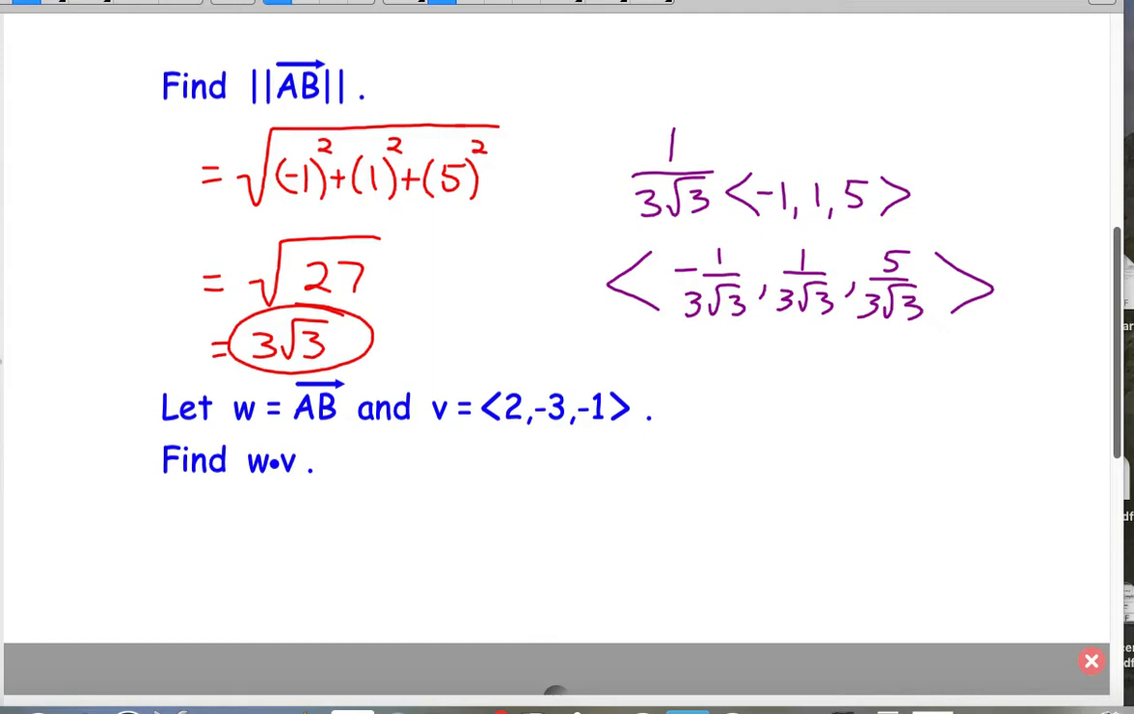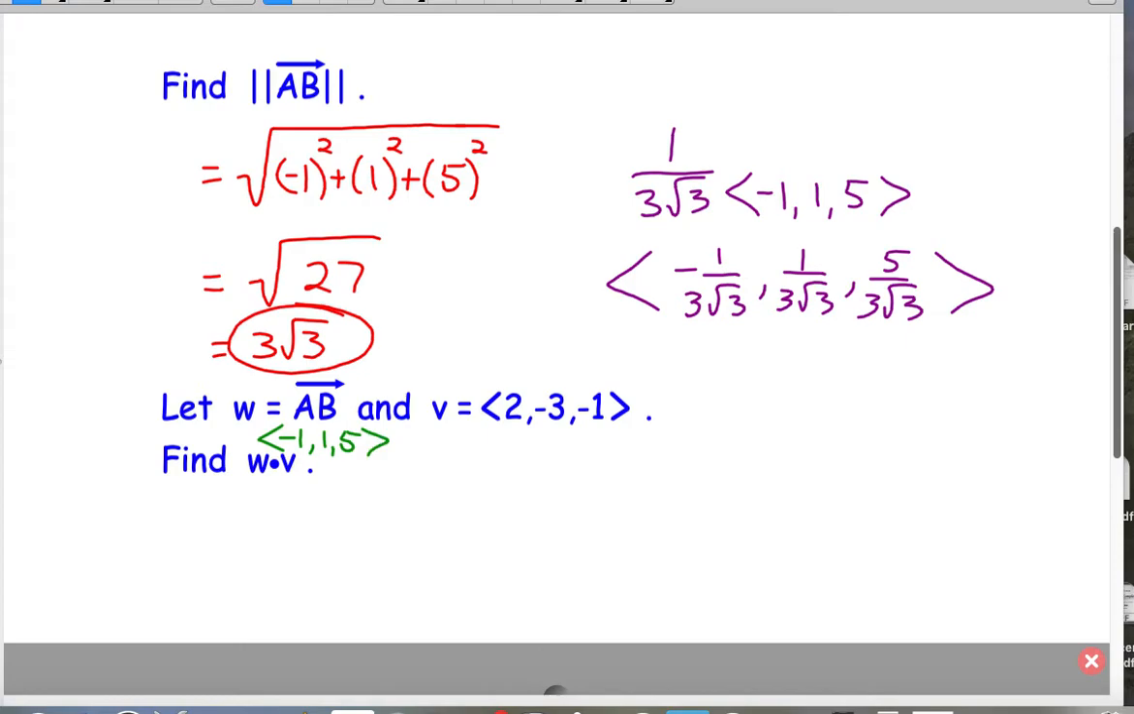All right, so what if I have another vector v? So I'm going to call the vector AB, I'll represent as W. And then I have the vector v, which is 2, negative 3, 1. And so maybe let's write AB underneath here. That was the vector negative 1, 1, 5.